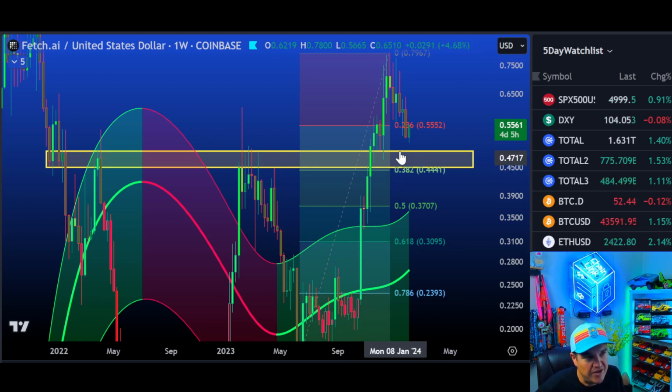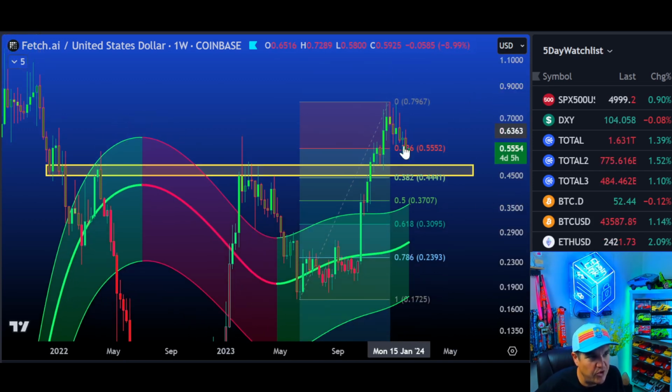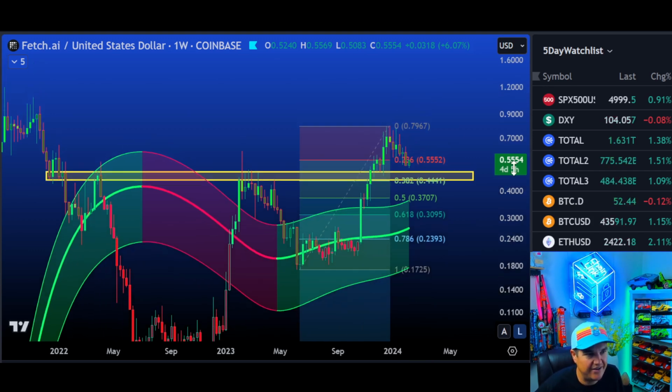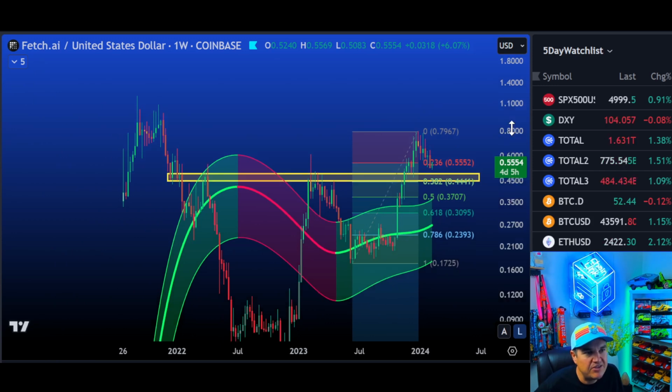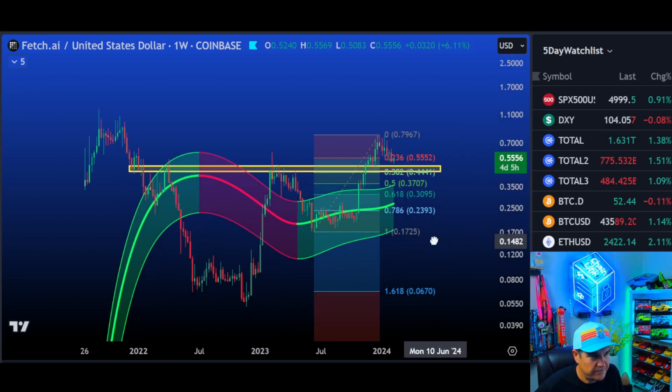So based on the fib, based on this zone, anywhere between 45 to 50 cents is probably going to be a good time to reaccumulate more, or if you miss this whole move, get your initial stack going. So that is what we're looking for on Fetch for the outlook for the weeks ahead. Now, how about for the months or even possible years ahead? What potential price could we hit?